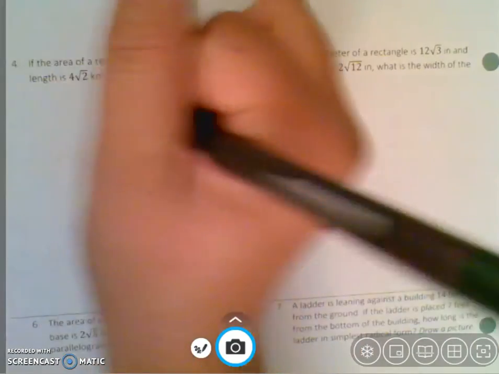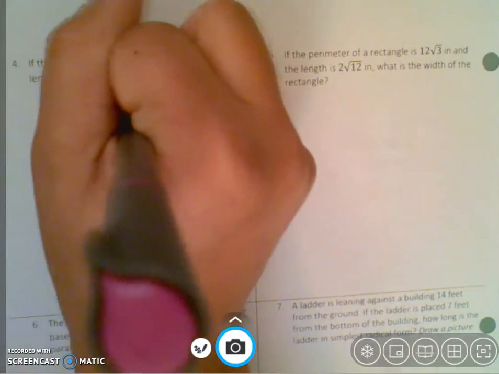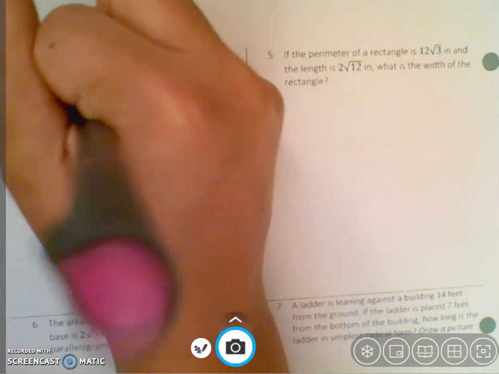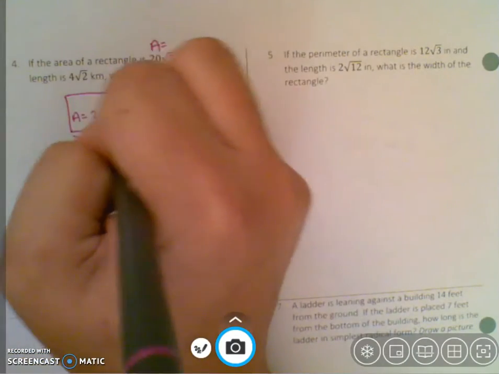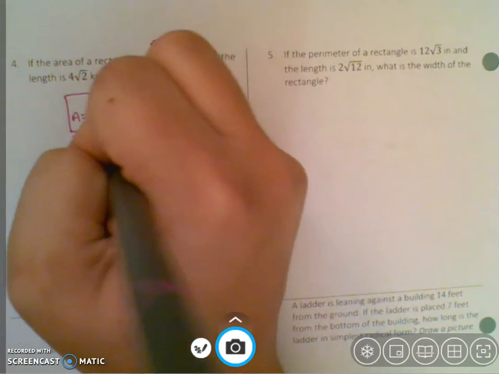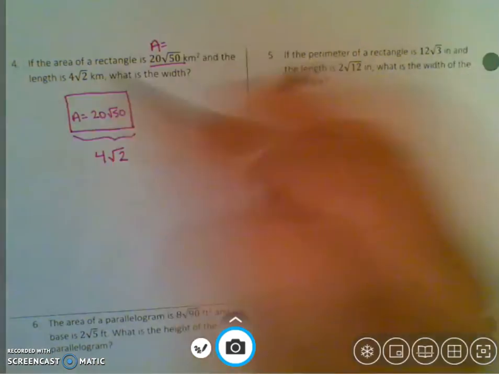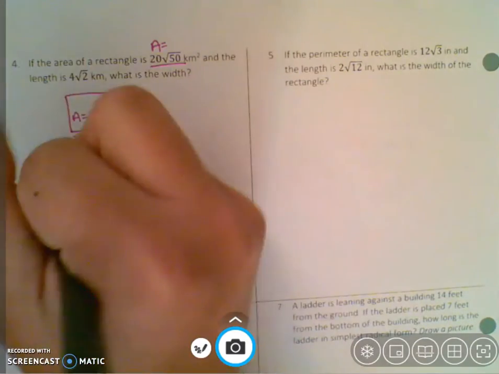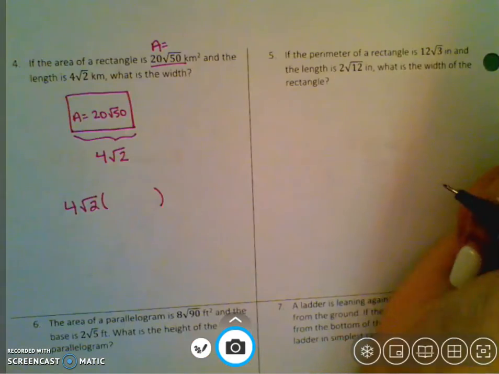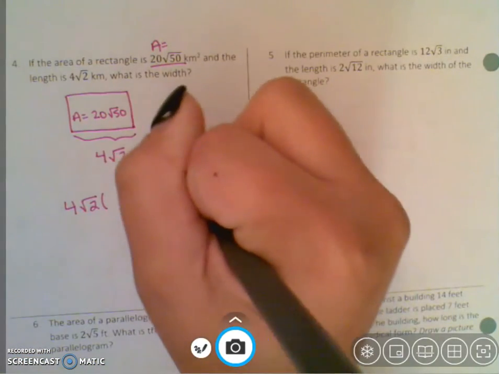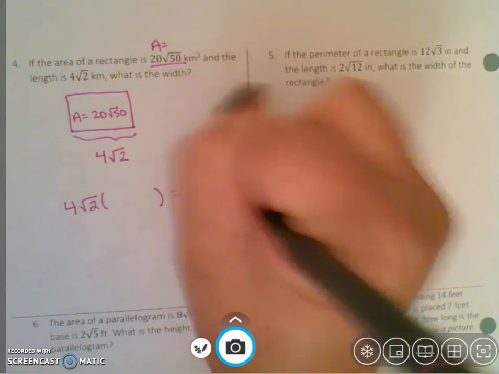So, we have a rectangle. I'm going to draw a picture because I feel like that's going to help me. We have a rectangle, and the area inside is 20 root 50. I know the length, so let's just call this side the length, is 4 root 2. Area is multiplication. So I have 4 root 2 times something has to give me 20 root 50.